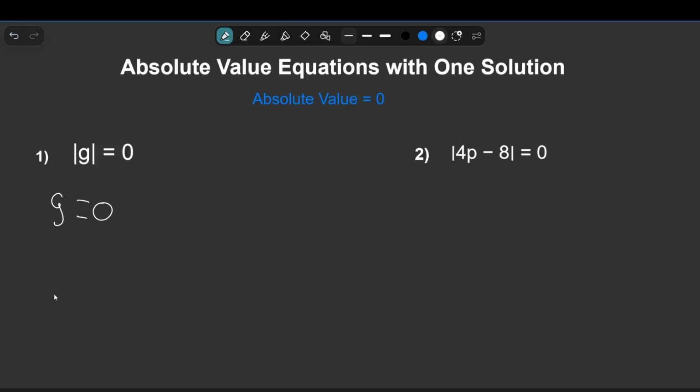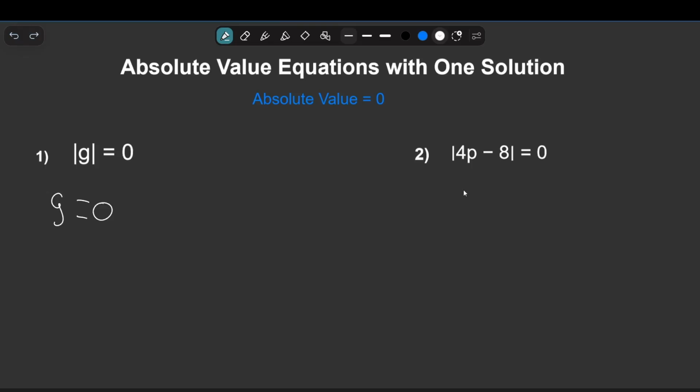Let's say we had an equation like this: the absolute value of g has a value of 7. Now we have two solutions, because we can have a solution like this: g equals 7 or g equals minus 7, because they are both 7 away from 0. But in this case, we only have one solution because our absolute value has to be 0.